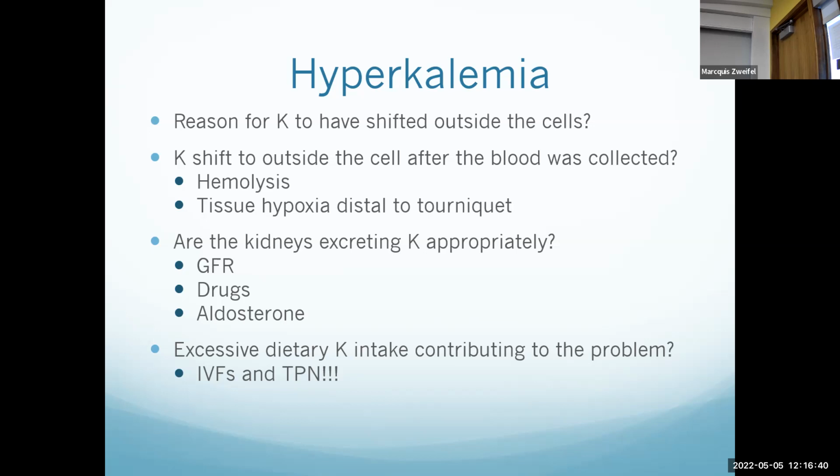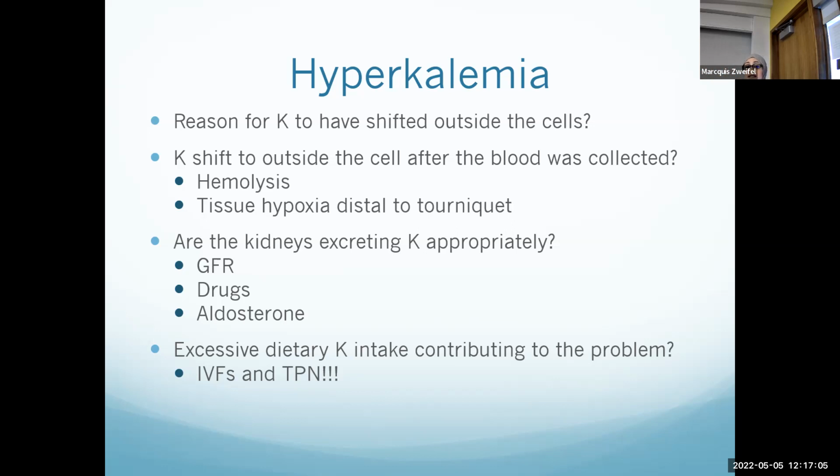Okay, reasons for potassium to have shifted outside the cells. We need to think about it. The potassium shifted to outside the cell after the blood was collected. So we can have hemolysis or tissue hypoxia distal to the tourniquet. So a lot of the time, if I'm not sure, get an arterial blood sample and check your potassium if you're not convinced that it's true.